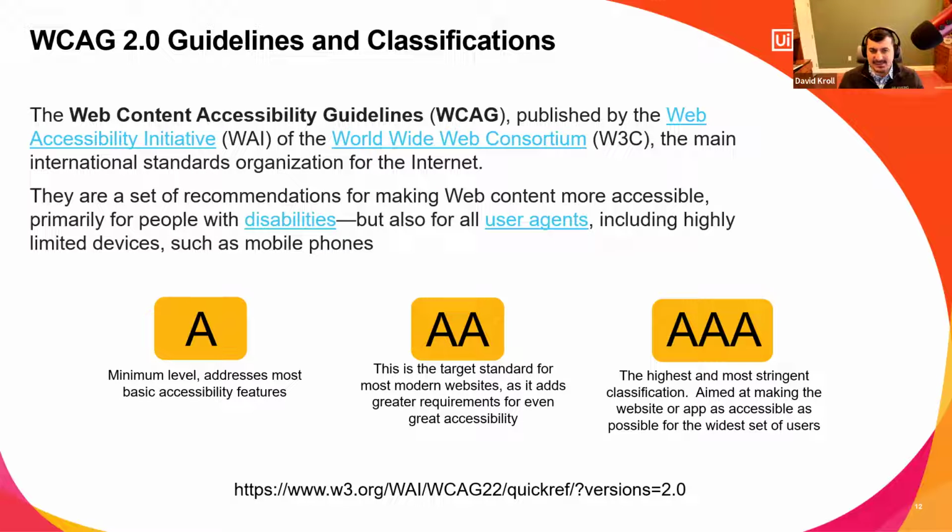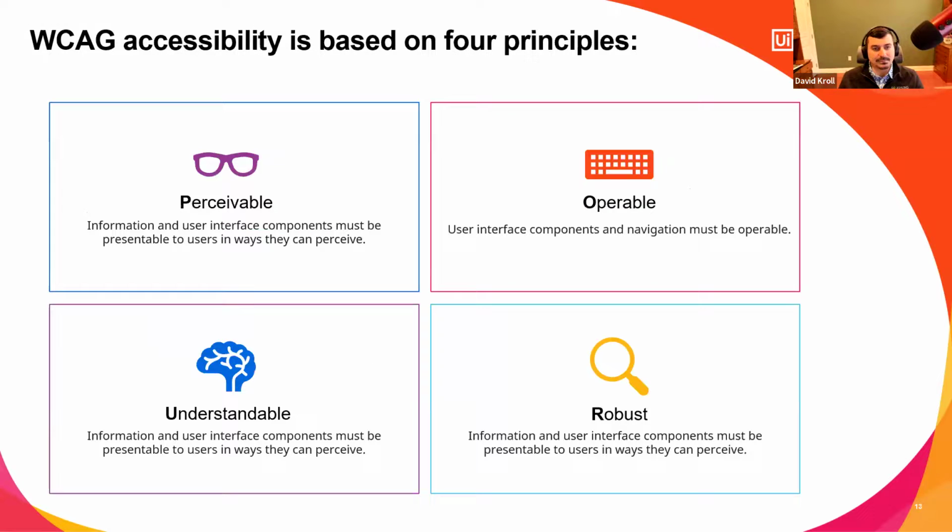A is the lowest level. It's not particularly great, but it does address some of the most basic accessibility issues. Double A is what I would say is the target standard for most websites. It addresses a much wider range of accessibility concerns. Triple A is best in class. It's aimed at making a website or app as accessible as possible for the largest set of users with ability and disability breakdowns. So, how do we build more accessible applications?